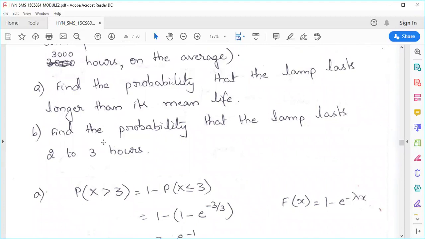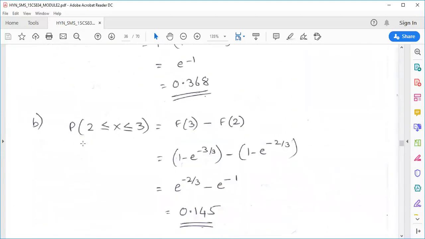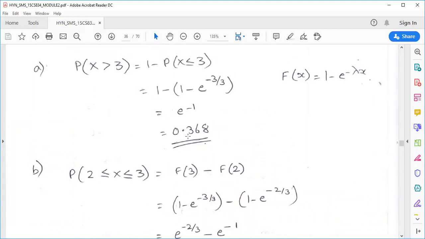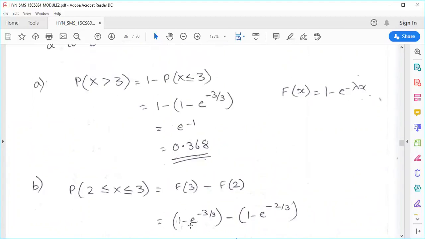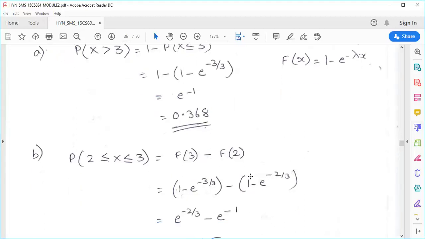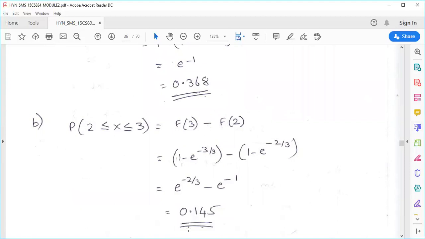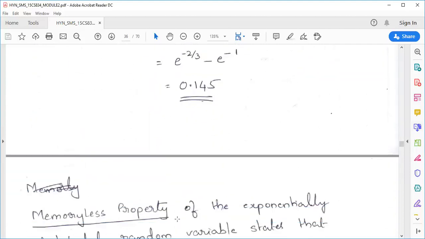The second question is to find the probability that the lamp lasts between 2 to 3 hours, right? So I will write it as probability of 2 is less than or equal to x is less than or equal to 3, which will be equal to F of x2 minus F of x1. That is the formula. So F of 3 minus F of 2. What is the F of x formula? 1 minus e power minus lambda x. Just substitute that. For F of 2, lambda is 1 by 3, x is 2, so I will get 1 minus e to the power of minus 2 by 3. If I solve this, I will get e to the power of minus 2 by 3 minus e to the power of minus 1. So calculate using a calculator, and you will get the answer as 0.145.